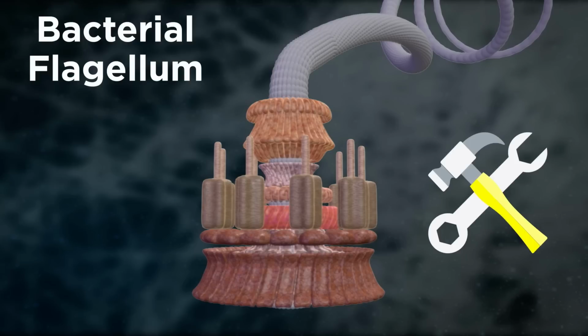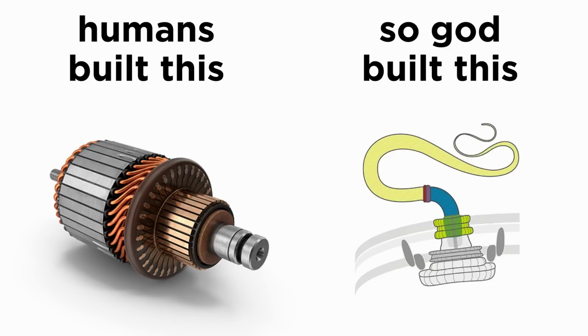They will describe this structure using as much mechanical language as possible, drawing parallels to actual human machinery. This is part of the deception. Humans built these things, so God must have built this thing. In actuality, this is a facade.